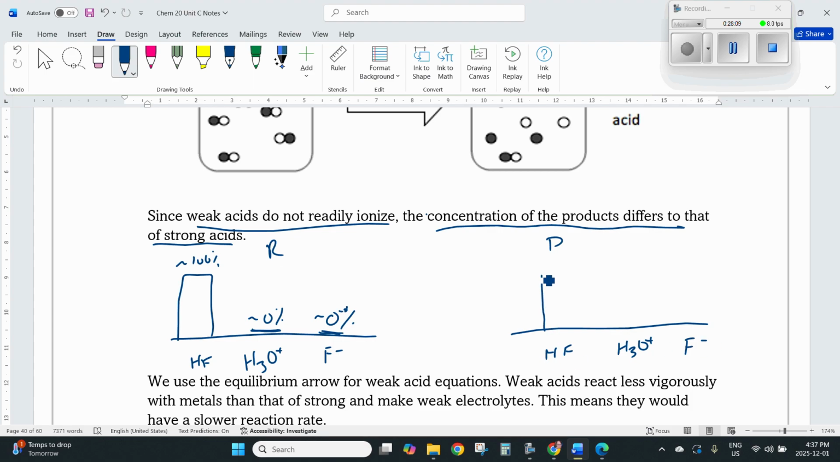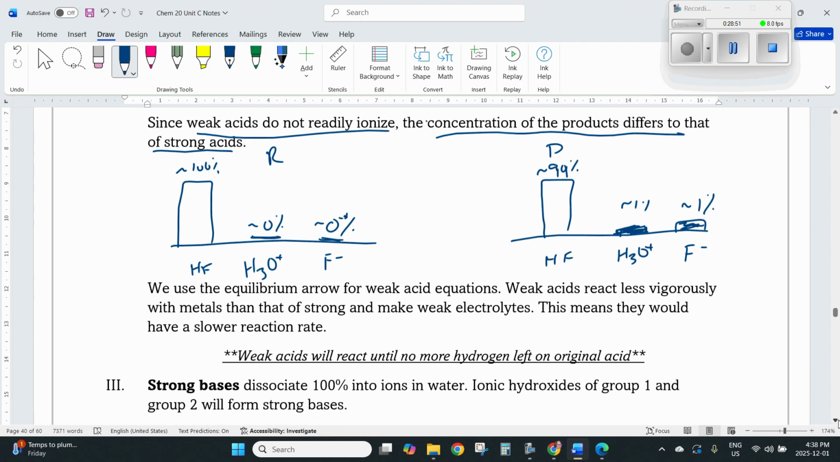Most of the hydrofluoric acid is going to stay as hydrofluoric acid because it's not going to want to dissociate. So around 99% is going to stay as hydrofluoric acid, and around 1%, so this is going to be a little bit higher, will dissociate, or ionize, into its component ions, so H3O plus and F minus.